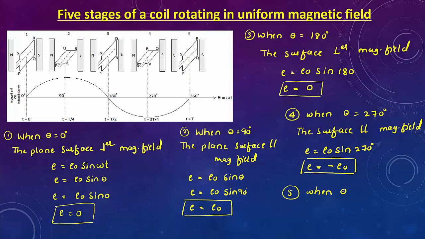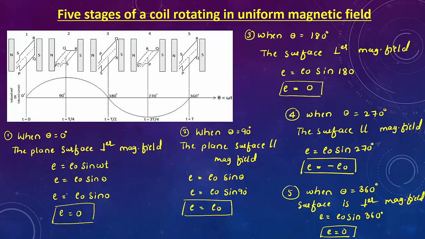Then the last point, for the last rotation, when theta equal to 360 degree, it completes one rotation. So 360 degree means the surface is perpendicular to the magnetic field. When the surface is perpendicular to the magnetic field, E equal to E naught sine of 360 degree. Sine 360 is 0. So we got E equal to 0.